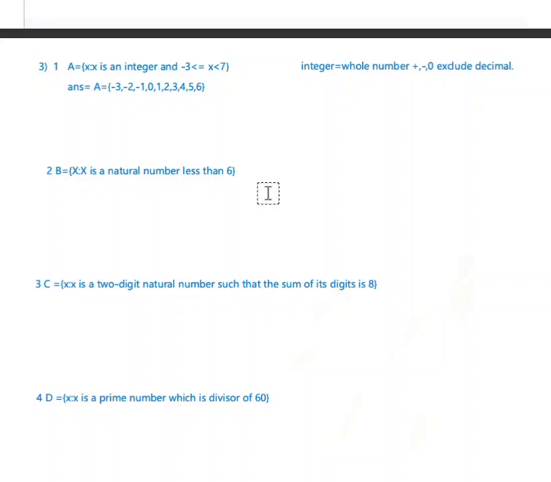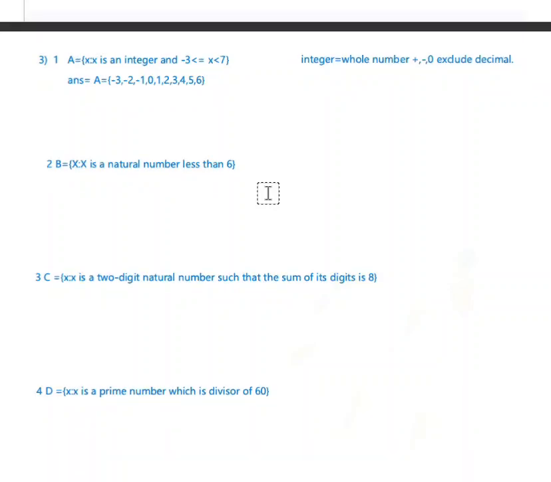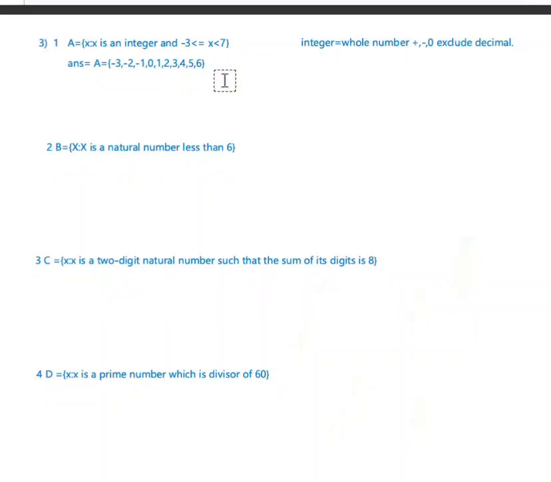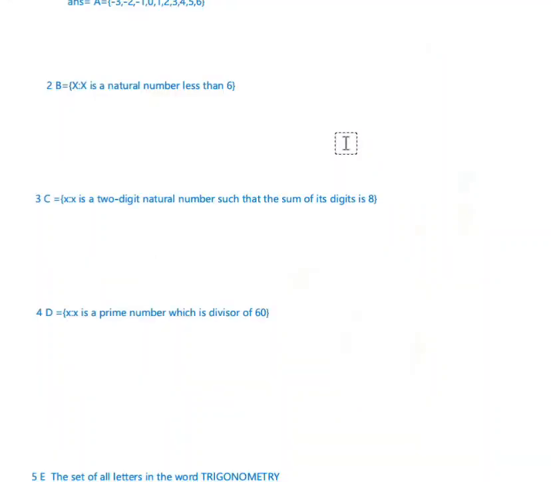So what we have done: we were given integers starting from -3 to 7. So the integers are -3, -2, -1, 0, 1 up to 6. We have not included decimals, as given in the question. Decimal numbers are not integers. So this is the first question.